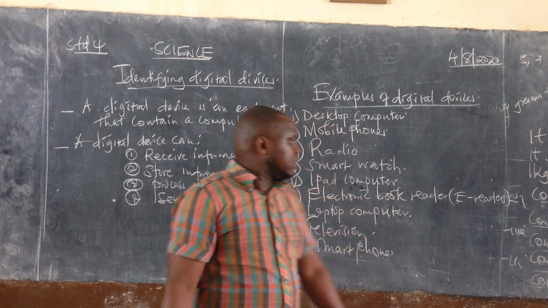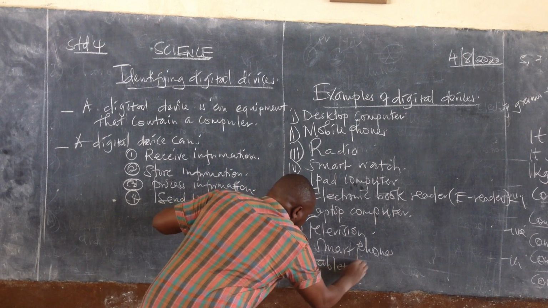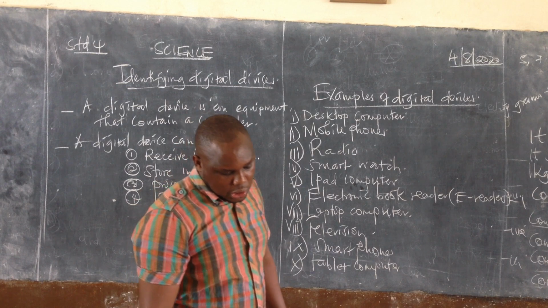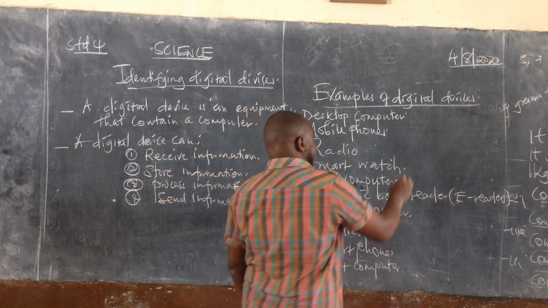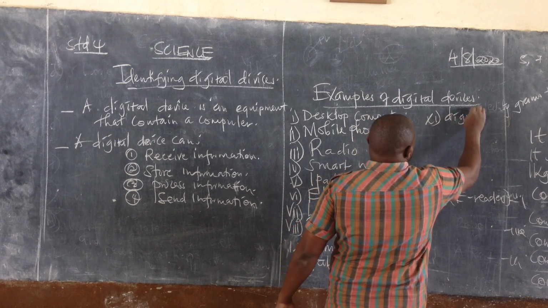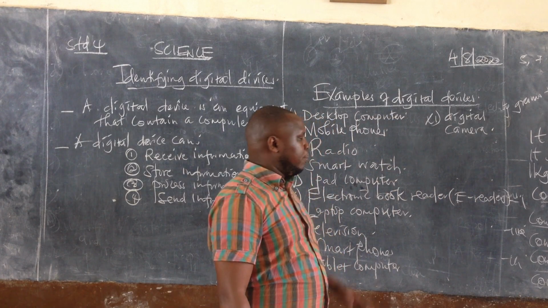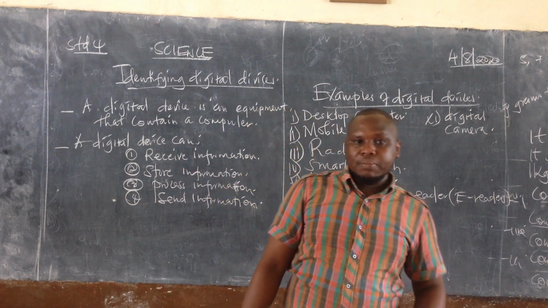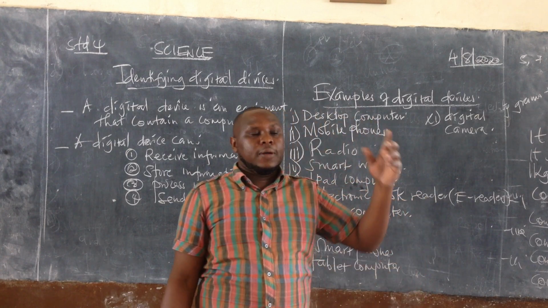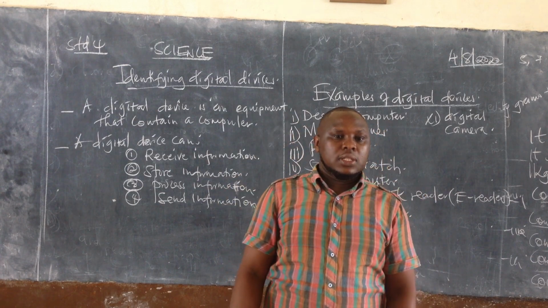Then we have a tablet computer. I just talked about it. And lastly, we have what we call a digital camera. Number 11, digital camera. Cameras that can take pictures. I know you have them. Carry them, the big ones. You have the Canon cameras and all those. The ones that reporters use to capture the scenes that they report.